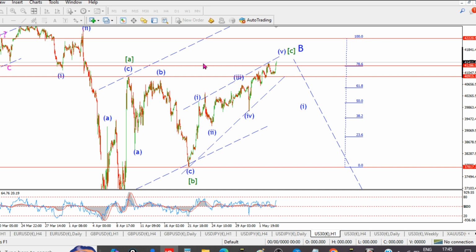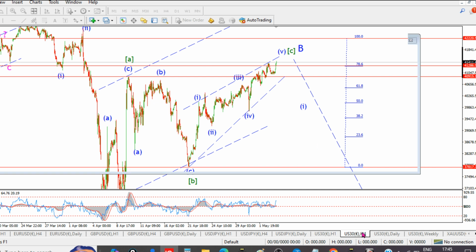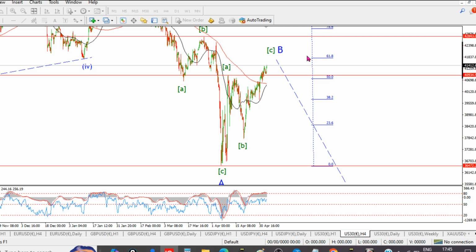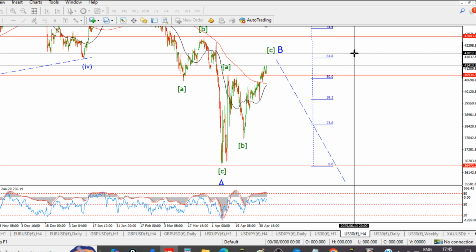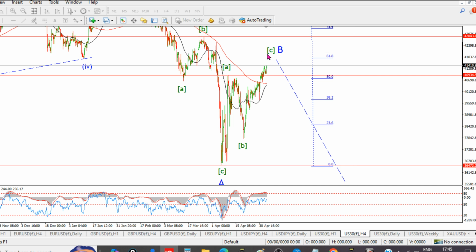So we're all kind of hitting that same area, no matter which way you want to look at it. On the 4-hour count, 62% retracement is 41,770. The A equals C is 42,220. The previous B wave high is 42,840.